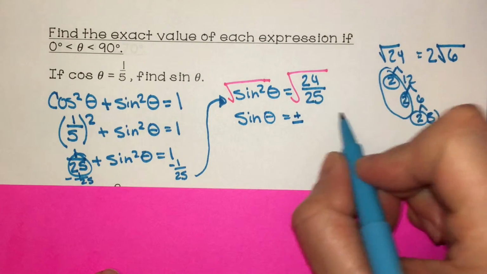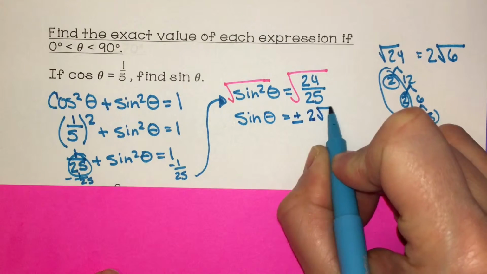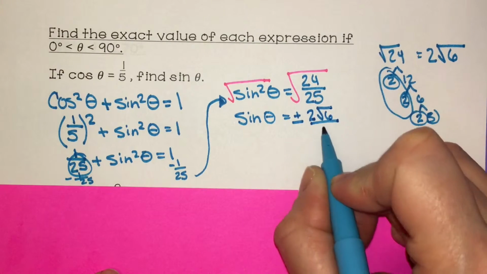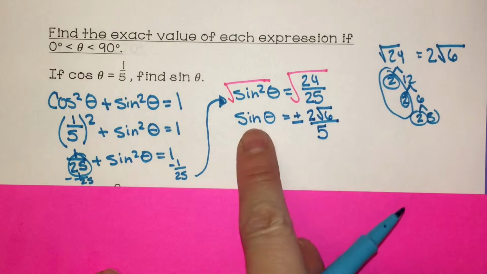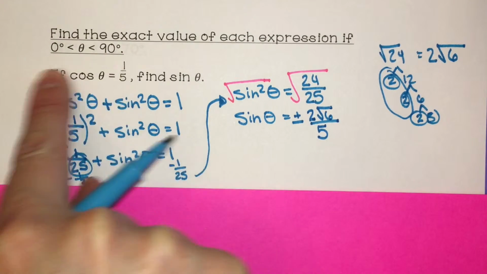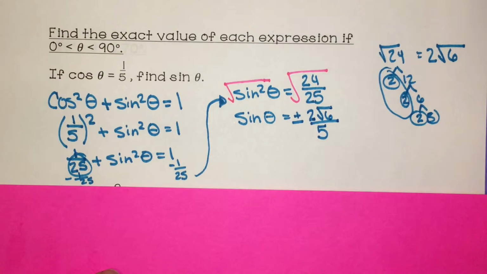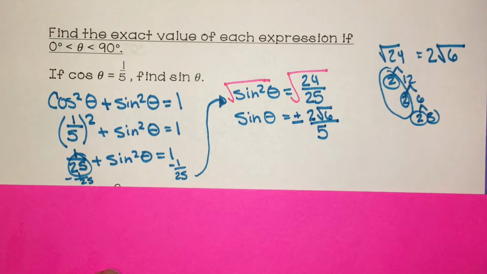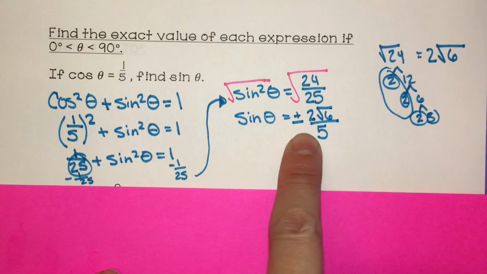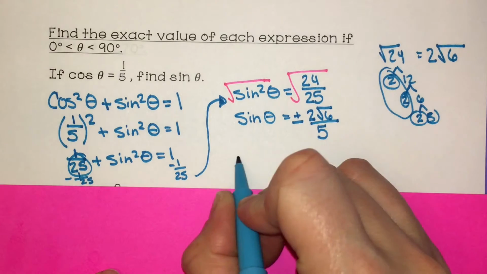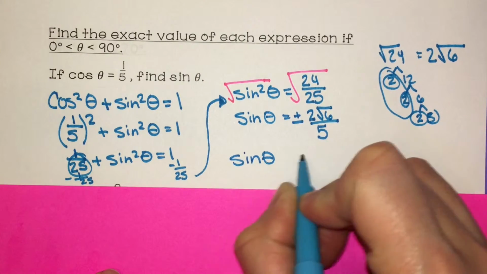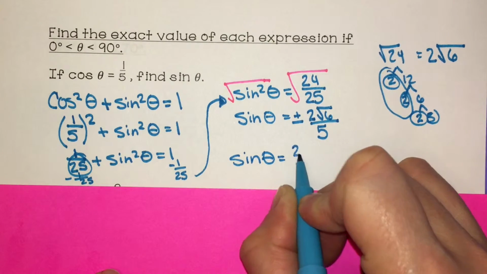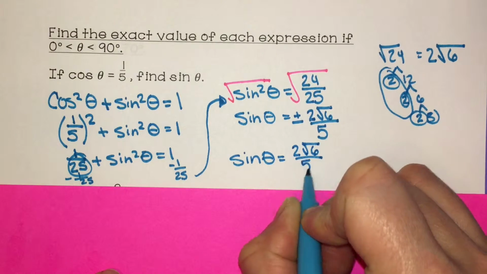Square root of 24 is 2 square roots of 6 over square root of 25 is 5. All right, so I said in this first quadrant, sine, which is my x value, is positive. So I know the answer is going to be positive. If it had been in one of my other quadrants where sine was negative, I would have to pick the negative value. So my answer, sine theta, is equal to positive 2 square roots of 6 over 5.